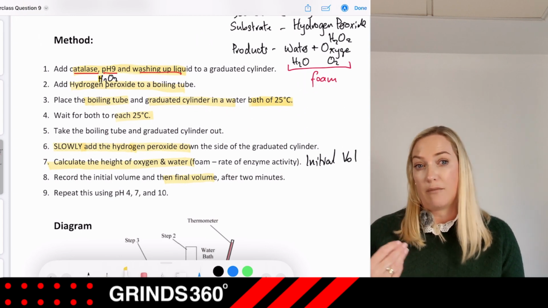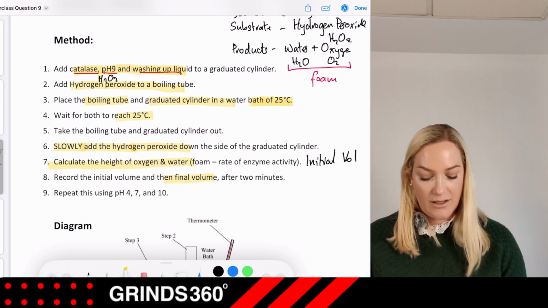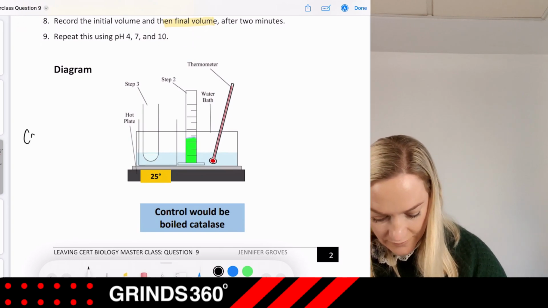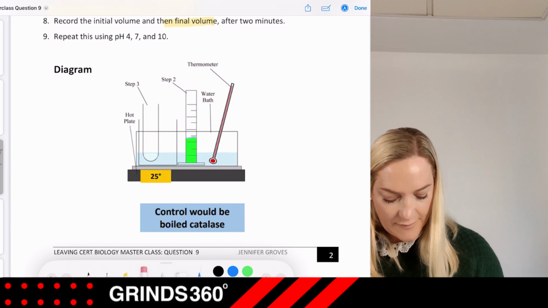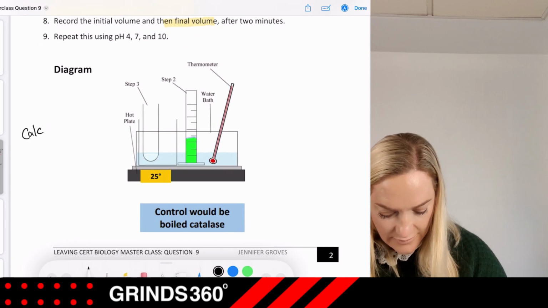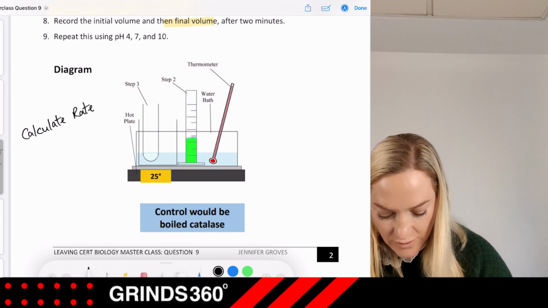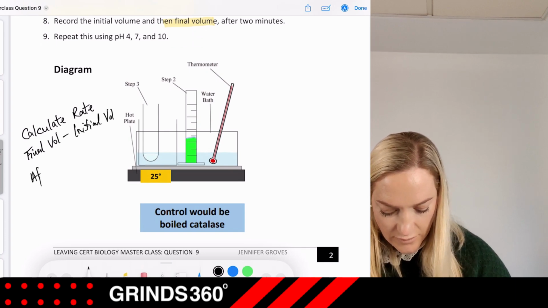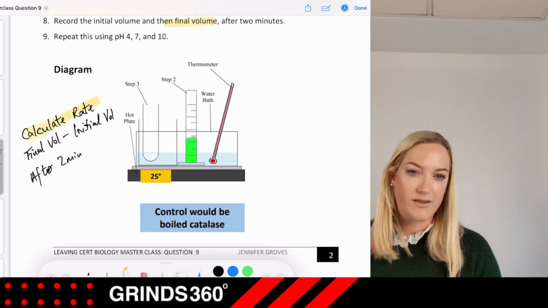And those 2 minutes is actually a point in that. That's 6 marks if they ask you, how did you measure enzyme activity? So I'm going to put this here: calculate rate or enzyme activity. It's going to be your final volume minus your initial volume after 2 minutes. If they ask you this question, it's 6 marks.